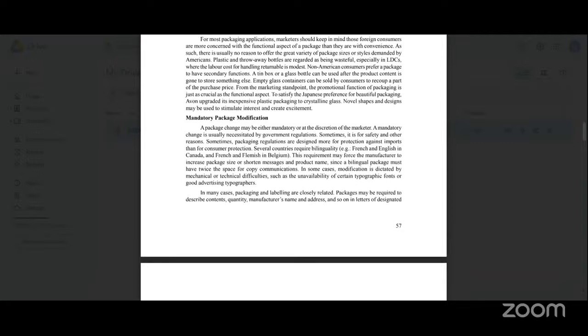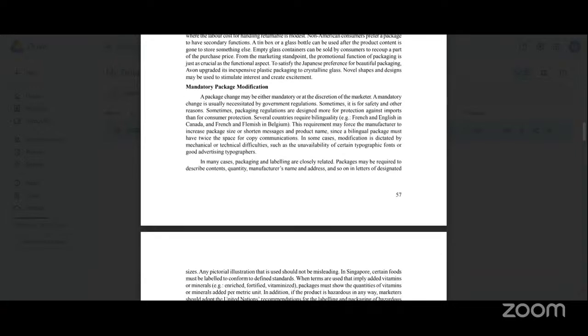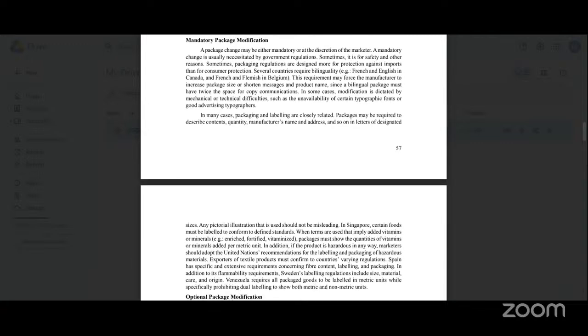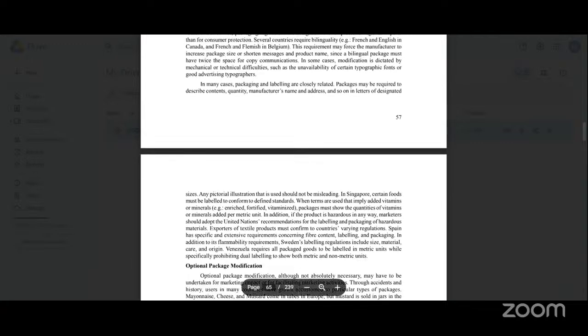For example, Japanese prefer beautiful packaging. So Avon had to upgrade its inexpensive plastic packaging to crystalline glass. However, when you do that, of course, we also understand that the pricing may change. So mandatory package modification is required in several countries. For example, bilinguality, that is French and English, is required in Canada, whereas in Belgium, French and Flemish are used in the packaging to make it easier for local consumers to understand what the packaging represents.